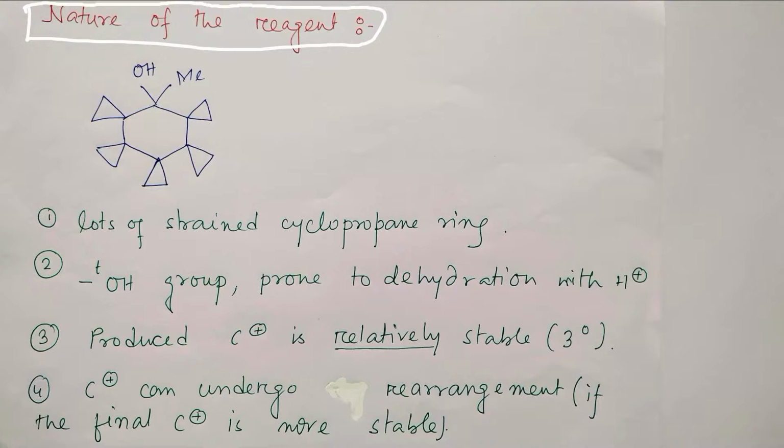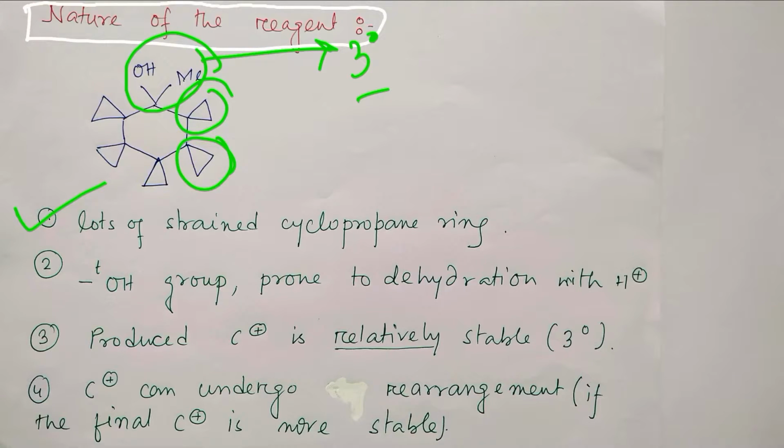First of all, look at the molecule. It's an interesting molecule. Actually, this molecule has lots of cyclopropane rings, point number 1, and it has a tertiary hydroxyl group. We know that tertiary alcohols are prone to dehydration in presence of acid, better to say dilute acid. I have already discussed a dedicated lecture, dehydration of alcohol in presence of acid and generation of carbocation. Please visit. And after dehydration, what can it produce?